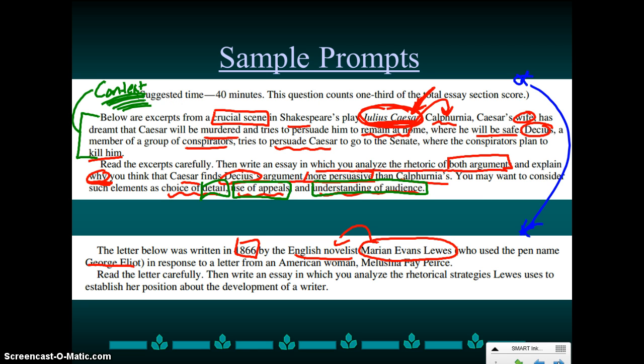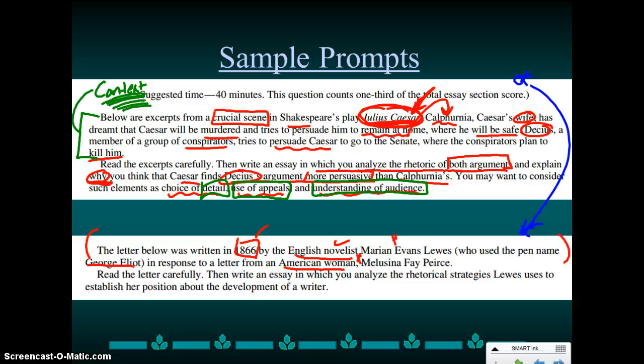In response to a letter from an American woman by the name of Louisiana. Man, I definitely said that wrong. Anyways, Mel Fay Pierce. So giving me some context. From a woman to a woman who had a pen name that sounds quite masculine, if I do say so myself. George Eliot, totally dude names. So in this time period, by a woman to a woman, we'll see.